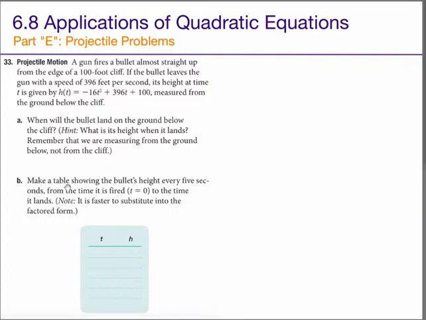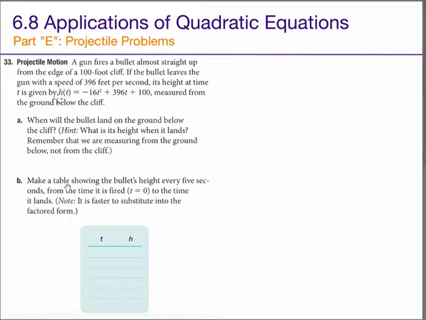Here's our question this time. A gun fires a bullet almost straight up from the edge of a 100-foot cliff. If the bullet leaves the gun with a speed of 396 feet per second, its height at time t is given by h of t equals negative 16t squared plus 396t plus 100, measured from the ground below the cliff.